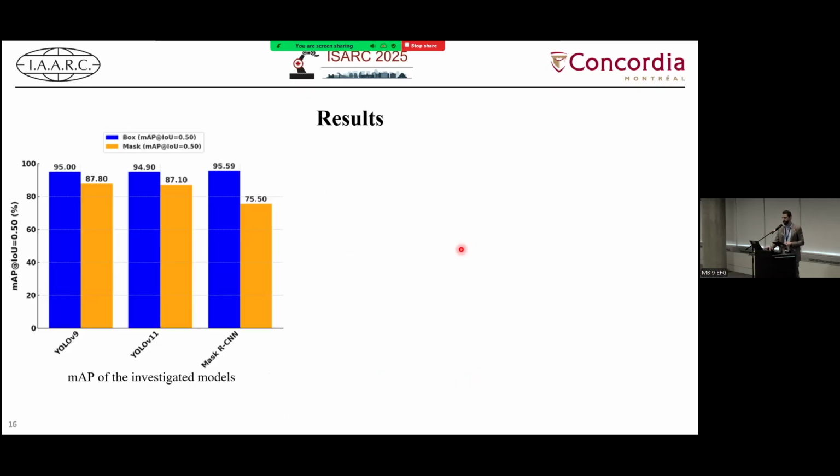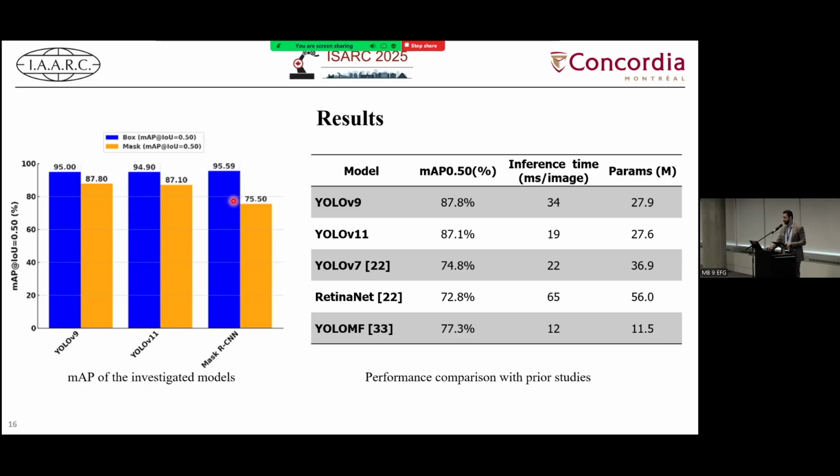This is a comparison between the single-stage versus two-stage detectors. Obviously, the two-stage detectors generally tend to achieve a little bit higher accuracy, but that would come with a lot of cost. I mean, both the computational cost, this is the number of parameters we're using here in millions, and this is the inference time. So out of all, YOLOv11 was the one that achieved a balance, a trade-off between the accuracy and the inference time with a comparable number of parameters.